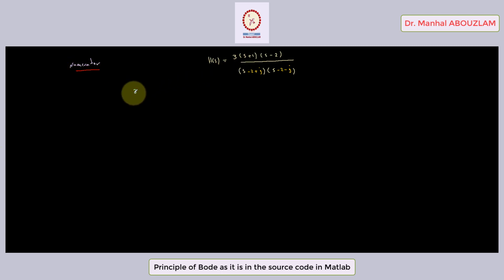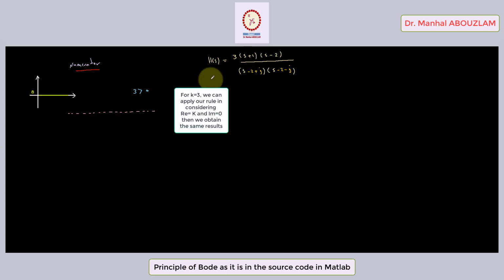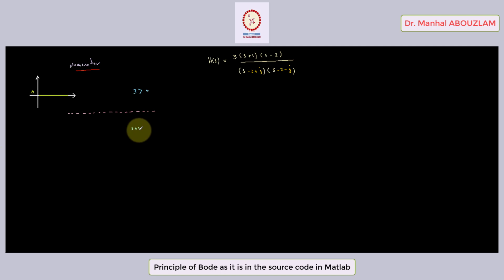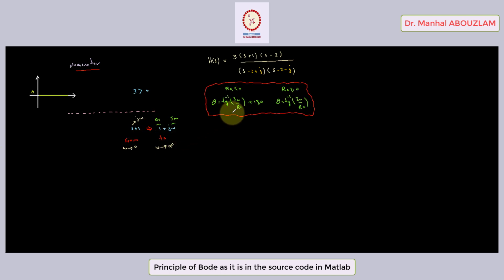Now we start with the numerator. We have a gain which is positive, so the corresponding phase is equal to 0. Now for this polynomial s plus 1, we replace the Laplace variable s with jw, so we obtain the real number and the imaginary number. Now for the frequency from 0 to infinity, we apply our rule in order to find the corresponding phase. If you want, I can show you how to plot it by hand.